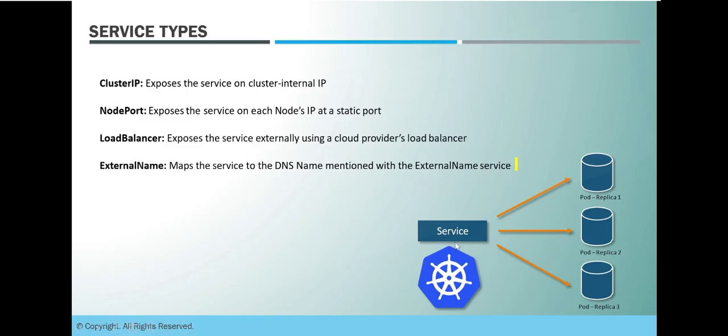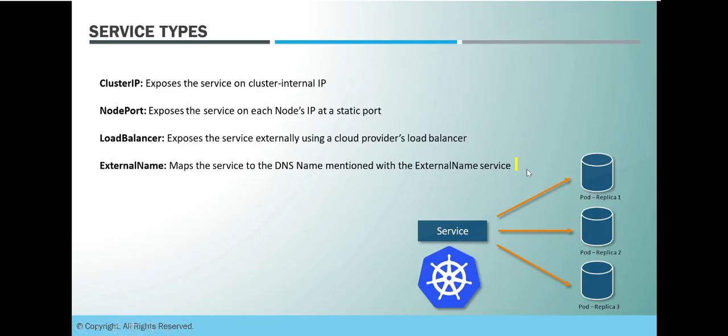To create this service, the functionality is again the same. You want to access your pods outside the Kubernetes cluster. Fine. Then comes external name. This is again a type of service that maps the service to the DNS name mentioned with the external name service. If you have an external DNS name and you want to map that DNS name to the pods or service inside the cluster, then you will be using the external name service defined here.